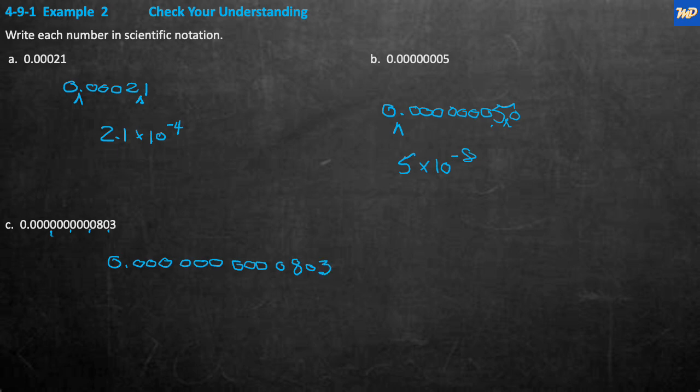So they want us to move it, or we have to get it into scientific notation. So that means we're going to move to the negative. We're going to move 1, 2, 3, 4, 5, 6, 7, 8, 9, 10, 11. So the answer is 8.03 times 10 to the minus 11.